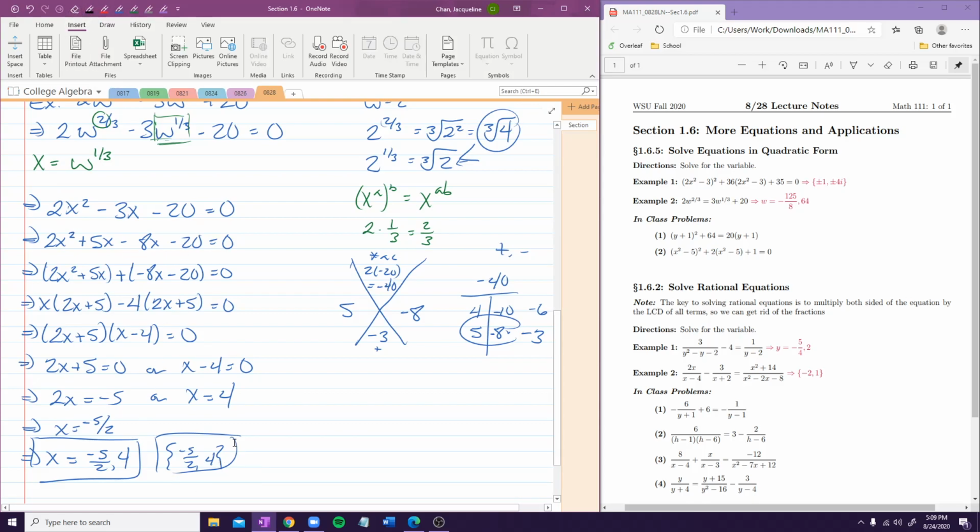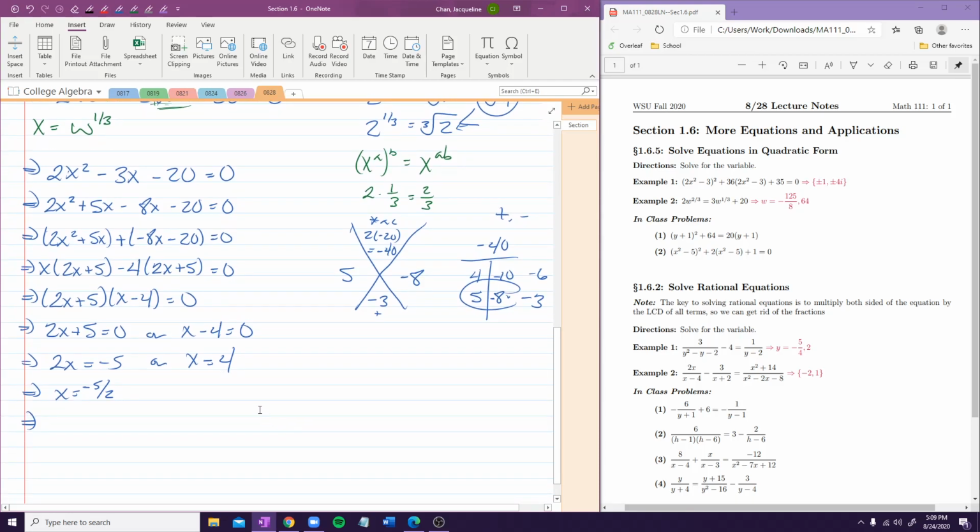This is not our final answer. Why is it not our final answer? We just solved for x, but what is the variable we're working with? We are working with w. So don't do what I do. Don't rush. We solved for x, but our variable is w, so what are we going to do? We're going to substitute w back in.